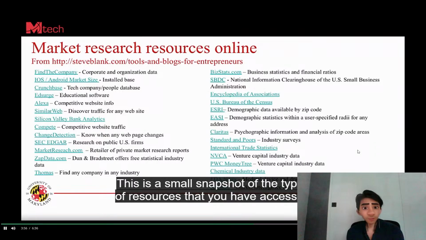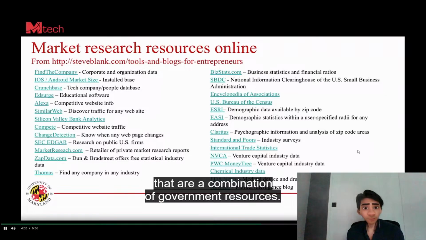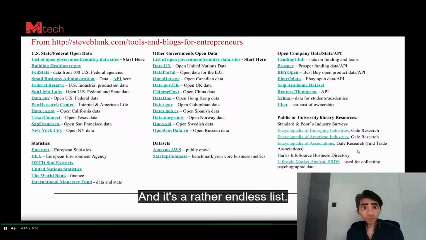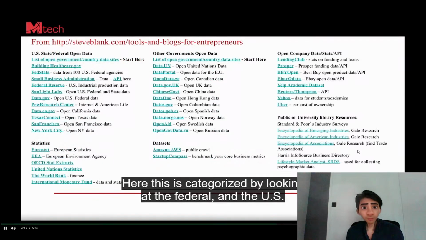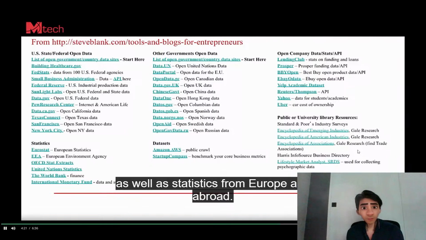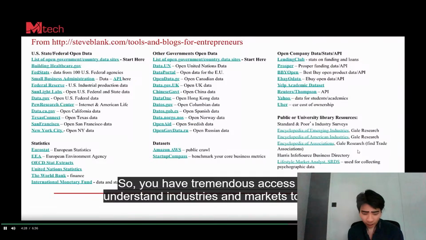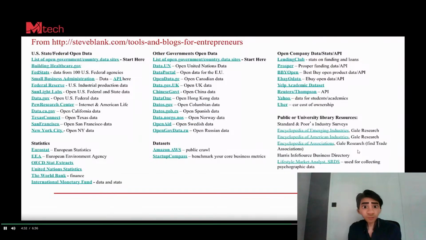This is a small snapshot of the types of resources that you have access to that are a combination of government resources, private sector resources, in large part free resources, where you can learn about companies and products and markets and customers. And it's a rather endless list. Here this is categorized by looking at the federal in the US, as well as statistics from Europe and abroad, of looking at various public library resources as well, and large data sets. So you have tremendous access to understand industries and markets today.